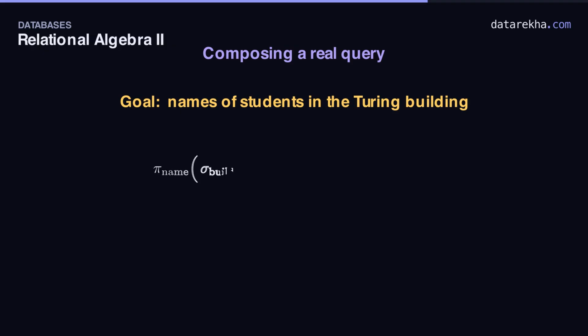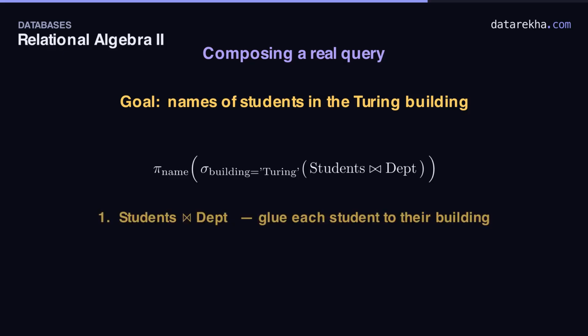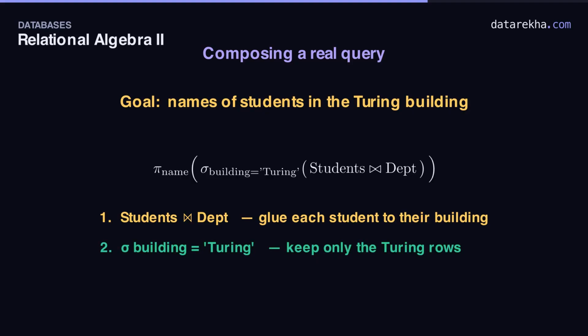Now the real power. Individually, these operators are modest. Together, they compose into any question you like. Say we want the names of every student in the Turing building. Read this expression from the inside out. First, the natural join glues each student to their building, the table we built earlier. Then selection keeps only the rows where the building is Turing. And finally, projection pulls out just the name column, dropping everything else.